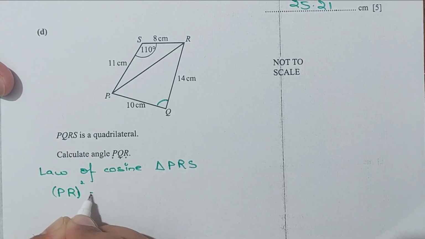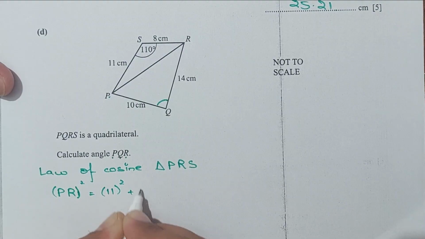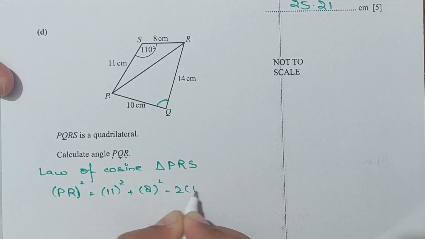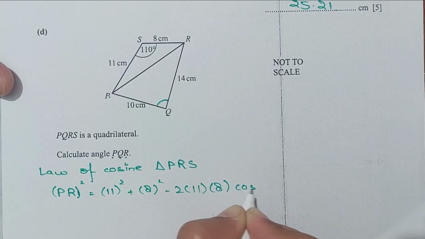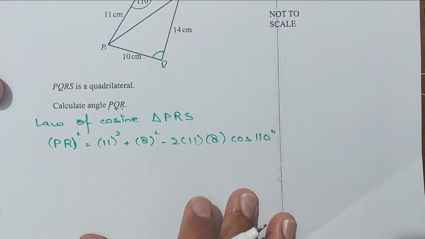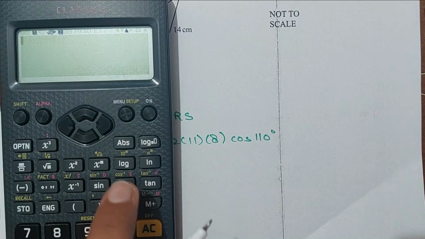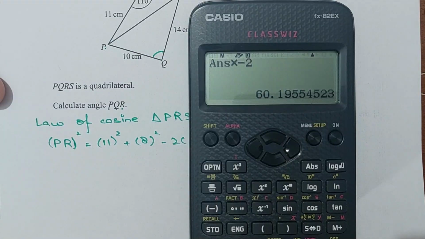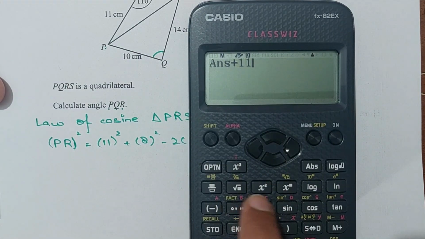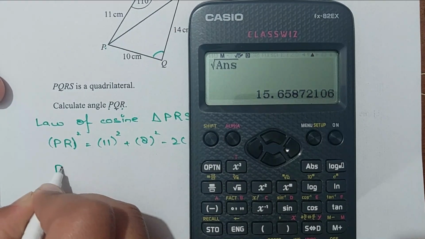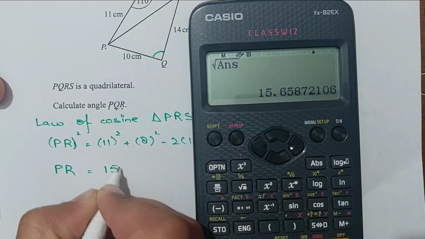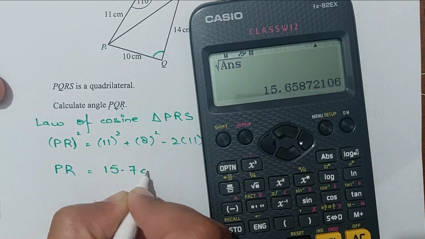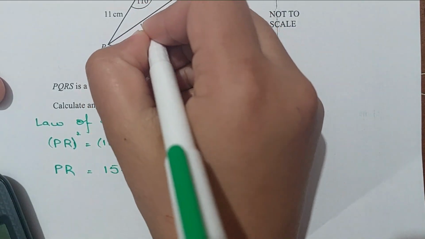So take its whole square. The rest of the sides are 11 and 8. Minus 2 into 11 into 8 and the cos of the angle between the two sides. We will solve the side PR. Cos 110 times 8 times 11 times negative 2. Add 8 squared, add 11 squared. And the square root of the answer is 15.6. PR is 15.7 centimeters. This is 15.7.